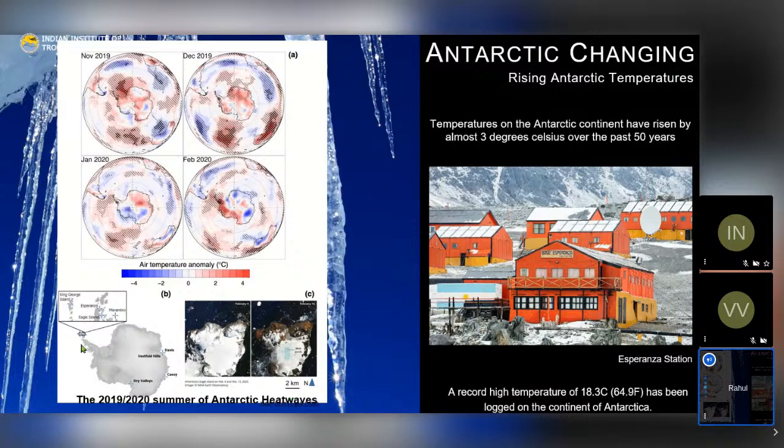So where is this happening? This 20 degrees point something was recorded at Marambio station, which is again in West Antarctic. So this is getting warmer definitely. West Antarctic is warming up much, much faster. And these are the maps of November, December, January, and February.